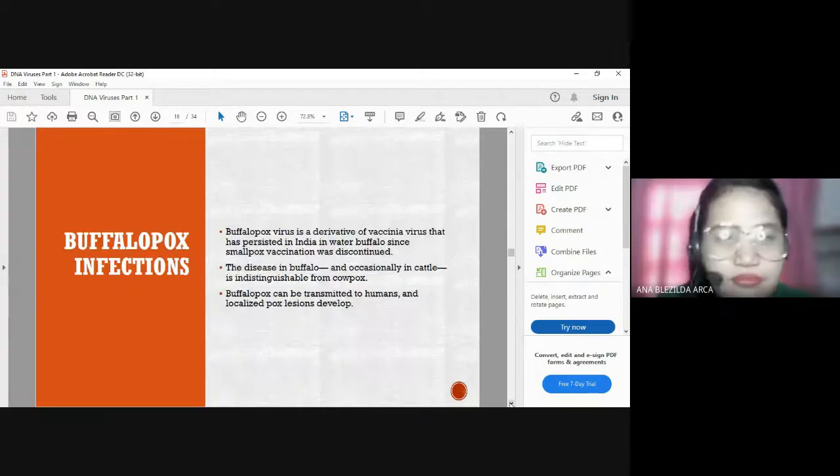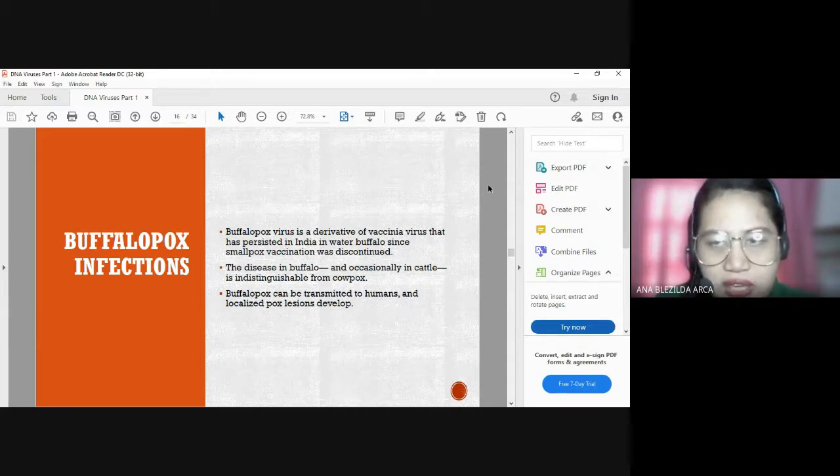Next is the buffalopox infection. For the buffalopox virus naman, ito yung nakikita sa mga water buffalo. So, this is a derivative of vaccinia virus that had persisted in India in water buffaloes since smallpox vaccination was discontinued. So, nag-mutate daw, pero yung mga water buffaloes, meron pa rin sila. So, this is a disease in the buffaloes, pwede rin sa cattle. This is very similar to the manifestation found in cowpox. So, buffalopox can also be transmitted to humans and a localized pox lesion develops.